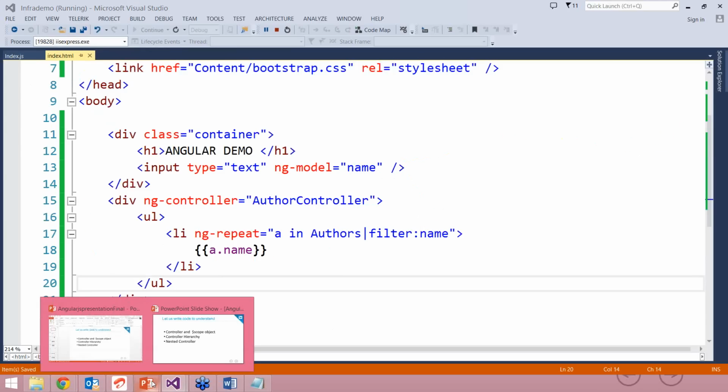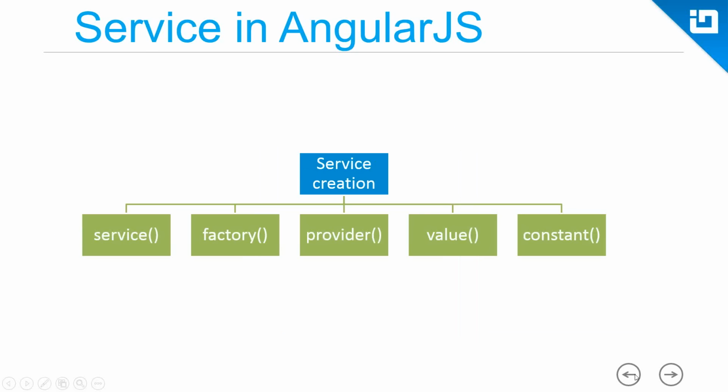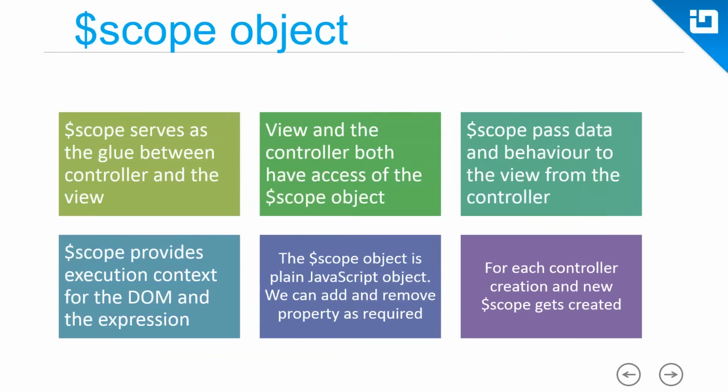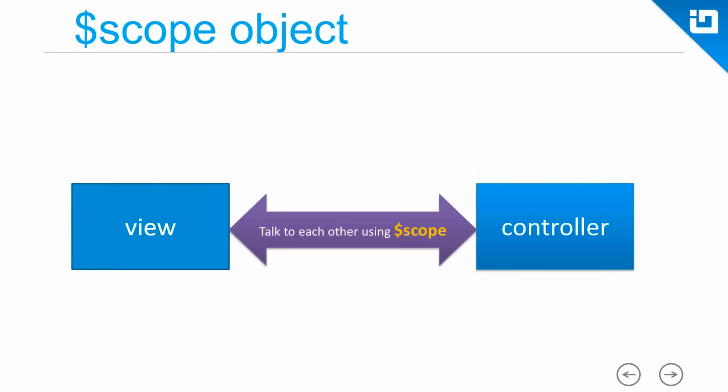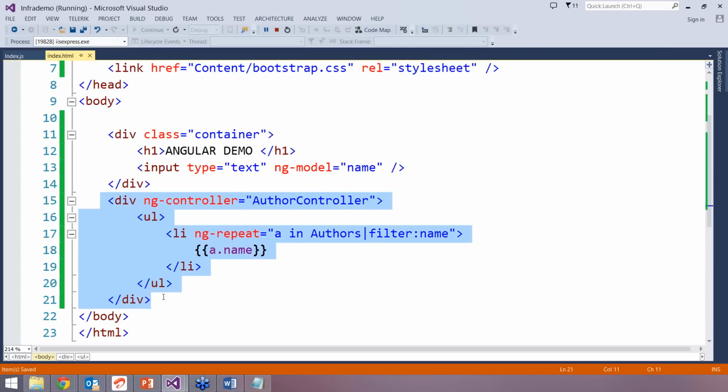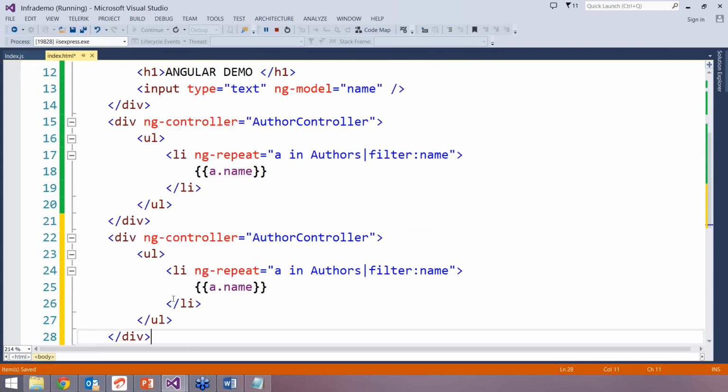Now, if I go back and very quickly show you controller and scope, it would be very clear to you that view and controller are talking to each other using the scope object. You will agree with me. Then a scope is serving as a glue between controller and the view. View and controller both have access to the scope object, and for each controller creation, a new scope gets created. Let me show you this. I'll go here and just copy paste this div over here again, but in this div, I'm not applying this filter. Great. And then again, I run this application.